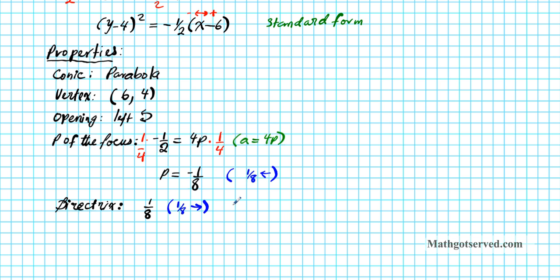Okay, that's how the directrix and the focus interact. The directrix is also the equation of a line. Since we're going side to side, the directrix is going to be going up and down. So if you have a vertical line going up and down, and the directrix is 1/8 units to the right, then you can think about what the equation is going to be. It's going to be x equals the x coordinate, which is 6, plus 1 over 8.